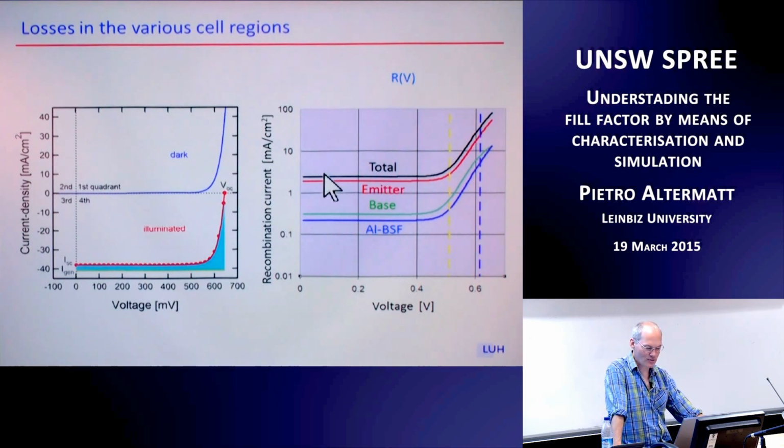So you see in this graph, here's the voltage, here's the recombination current. Say the emitter clearly dominates the total losses. I mean, they add up.